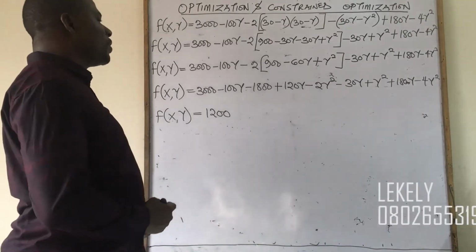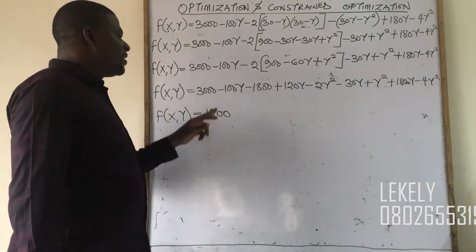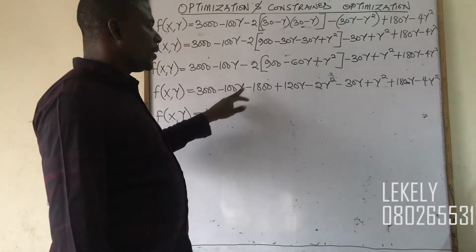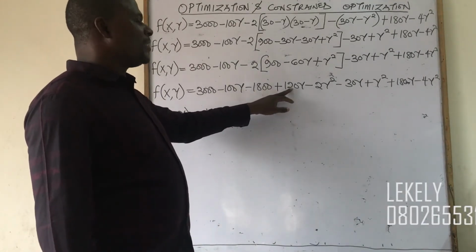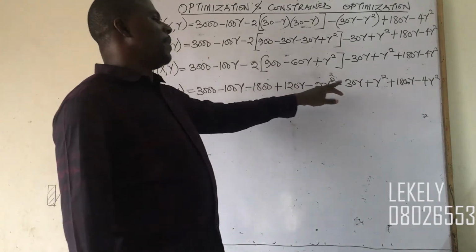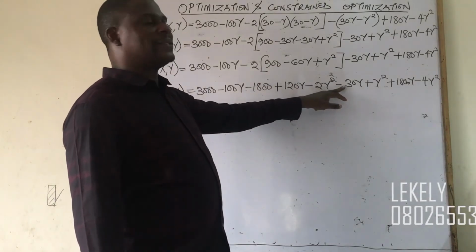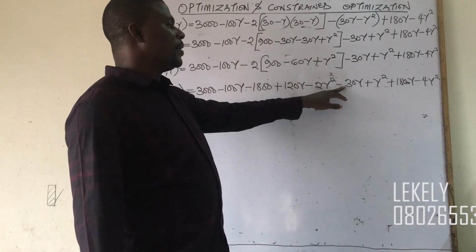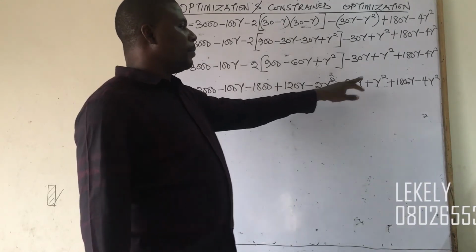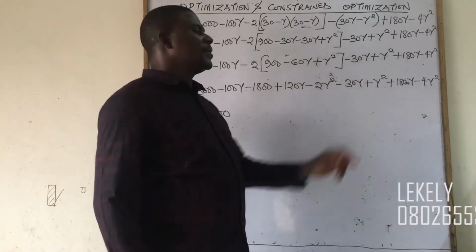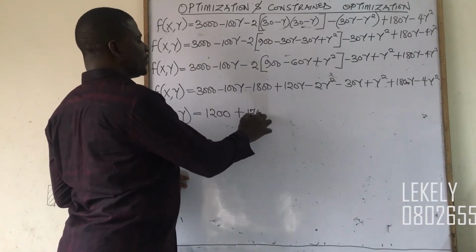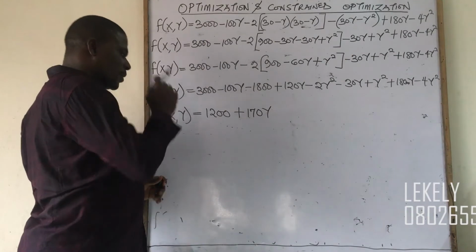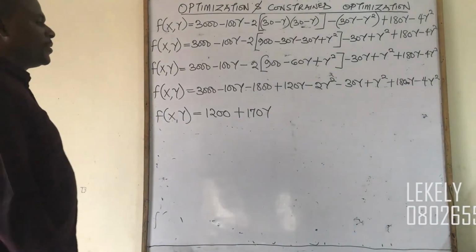Then let's look at the ones that have y. This is minus 100y plus 120y. That will give you 20y, minus 30y. That will give you minus 10y. Minus 10y plus 180y. That will give you plus 170y. You see that? Plus 170y.